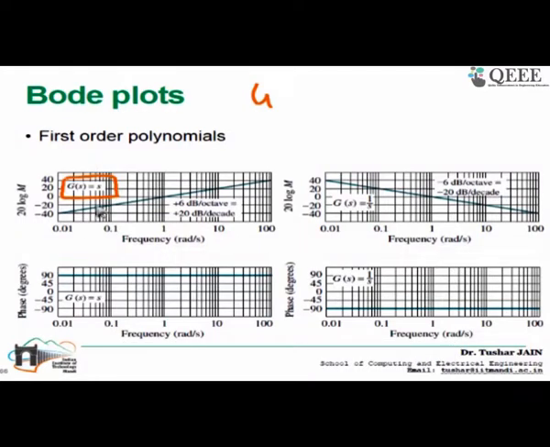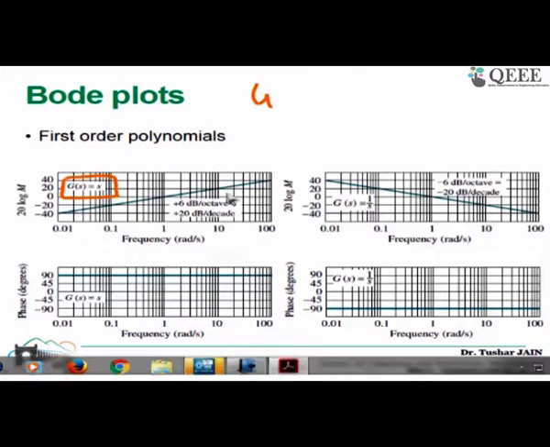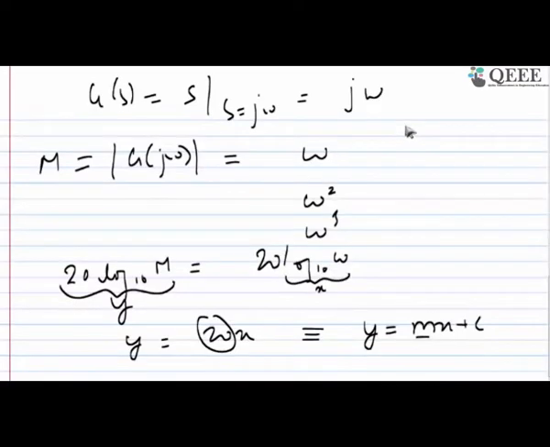So whenever we have a function which has a 0 at the origin, it is going to contribute a slope of 20 dB per decade in the overall Bode plot. Now speaking about the angle, if I compute the phase angle of G(s), what would it be?